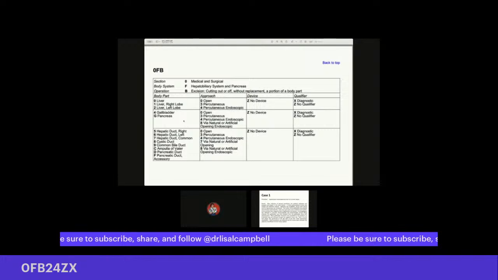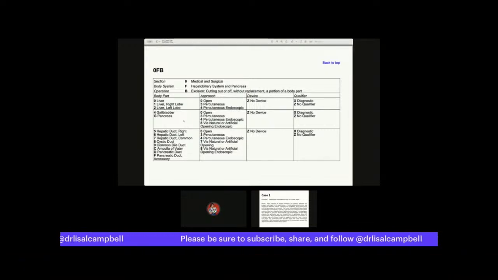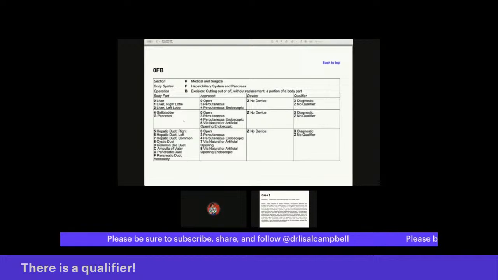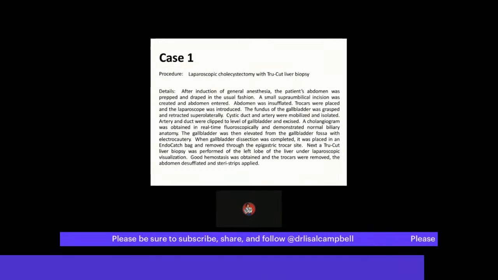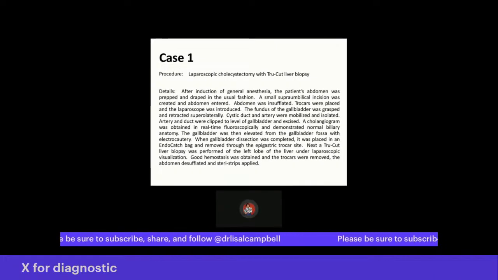And so the final code is 0FB24ZX. Well, guys, guess what? That was almost 15 minutes going over those two codes for that one scenario.